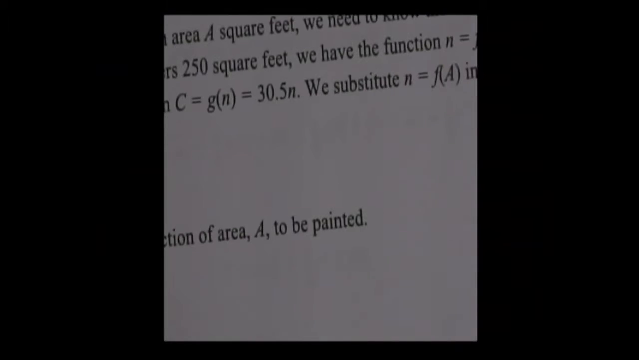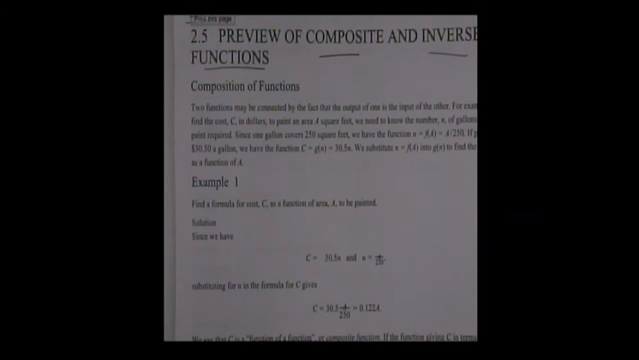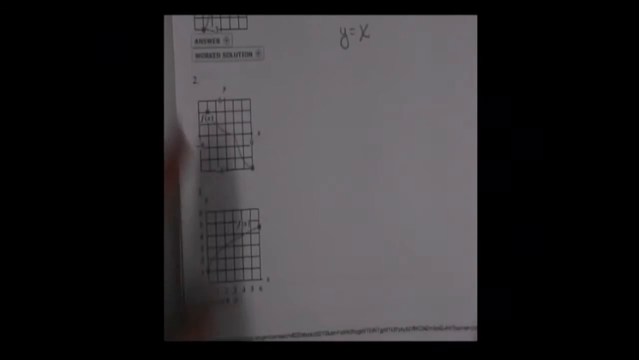Okay, so what I want to do is just double check a couple of things on 2.5, which is the composite and inverse functions. So I just want to check a couple of examples. So let's go to a few problems and just do that. And then I want to talk a little bit about 2.6 and 3.1 and check on those. So just a few little checks here.